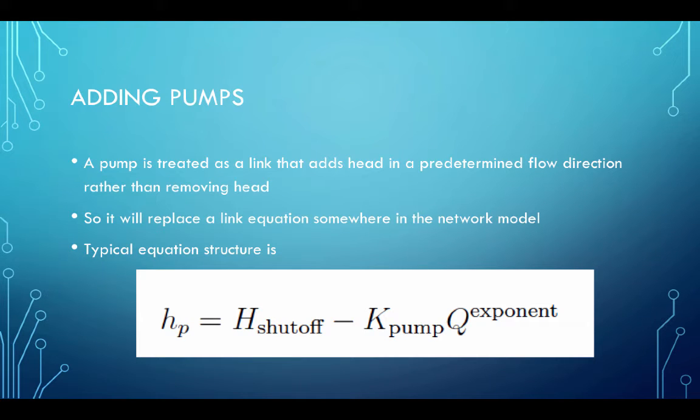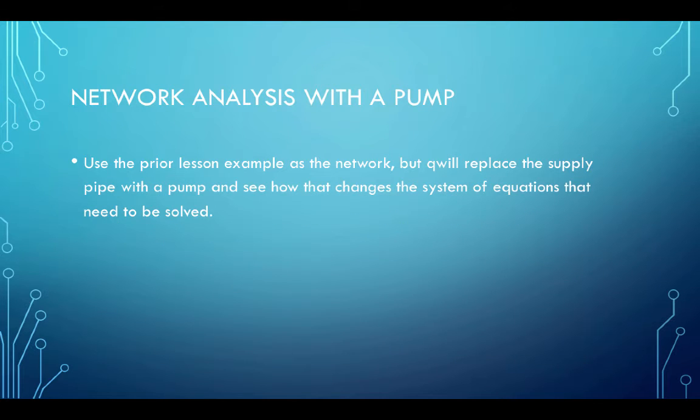So the pump replaces a link somewhere in the network model, and the typical equation structure that we're using here is the added head of a pump is equal to its shutoff head minus some pump constant K multiplied by the flow rate Q raised to some exponent. We're going to use the prior lesson example as the network, and we'll replace the supply pipe with a pump and see how that changes the system of equations that needs to be solved.